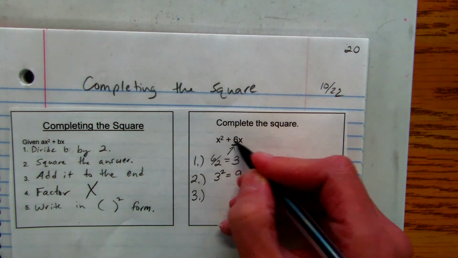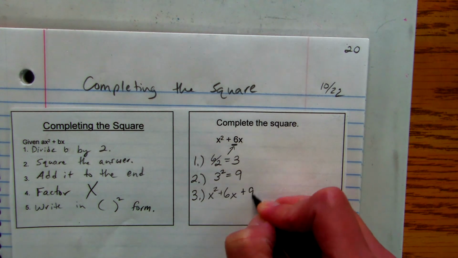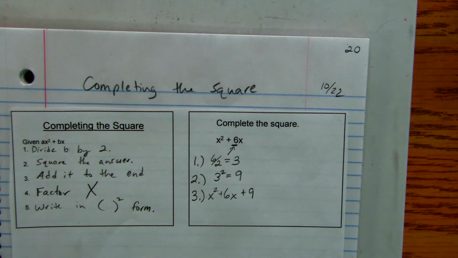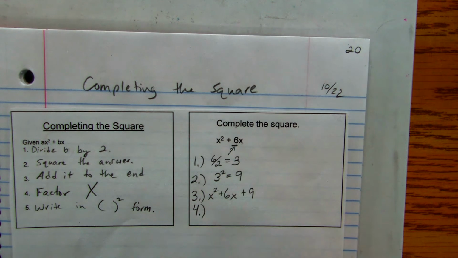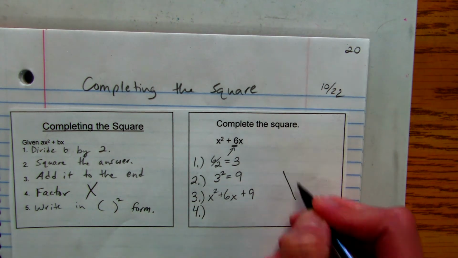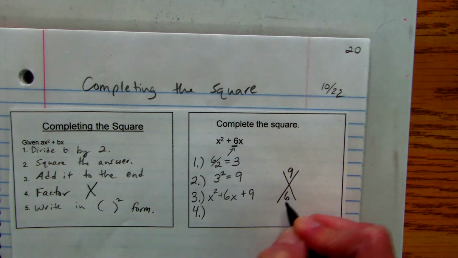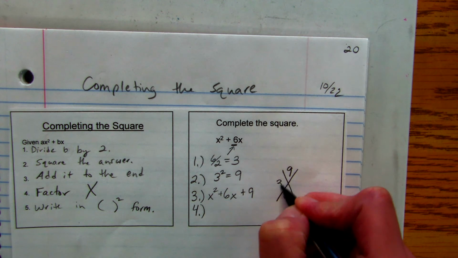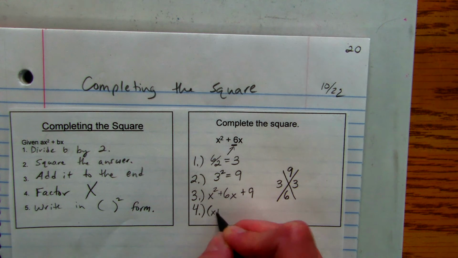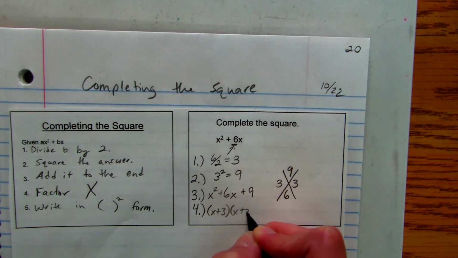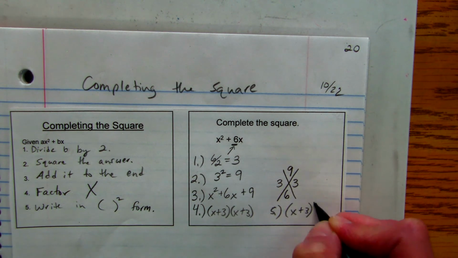So that means I'm going to write what I already had, x squared plus 6x, and then I'm going to have plus 9 on the end. Step 4 is to factor. So we're going to factor. We're looking for numbers that multiply to make 9, that add to make 6, which is 3 and 3. So it'd be x plus 3, x plus 3. And so our last step is just to write it as x plus 3 squared.